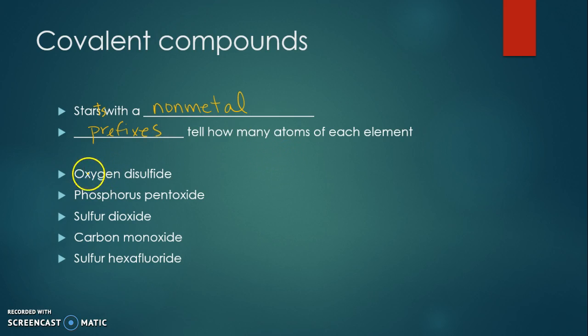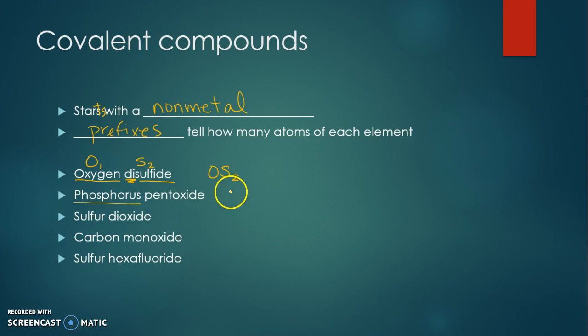So let's try these. We have oxygen disulfide. Now, if there's nothing written on this first one, we say it's just 1. So there's 1 oxygen and there's 2 sulfurs. So now we're going to write this as OS2. And that's it. There's no crossing. Don't cross your subscripts. That only happens if it's charges. All right, let's try the next one.